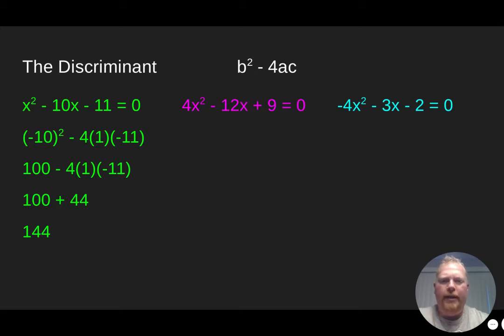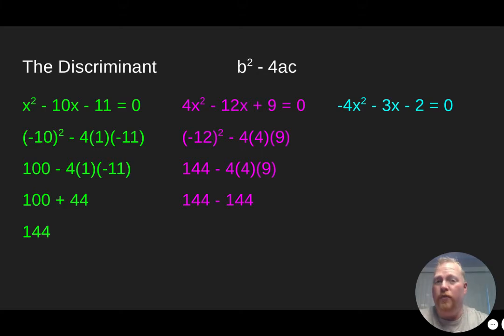For the purple problem, a is 4, b is negative 12, and c is 9. Let's plug those in: negative 12 squared minus 4 times 4 times 9. Negative 12 squared is a positive 144. Then I've still got the minus 4 times 4 times 9. Negative 4 times positive 4 is negative 16, and negative 16 times 9 is negative 144. So now I've got 144 minus 144, which, as you know, is 0. That's the value of the discriminant on the purple problem.